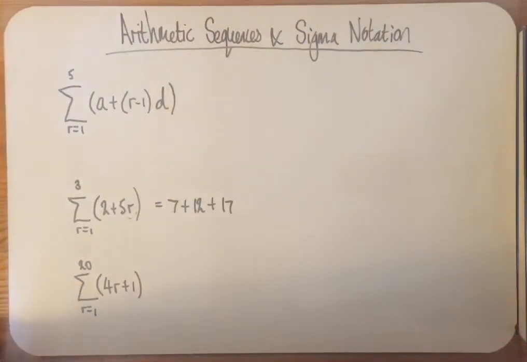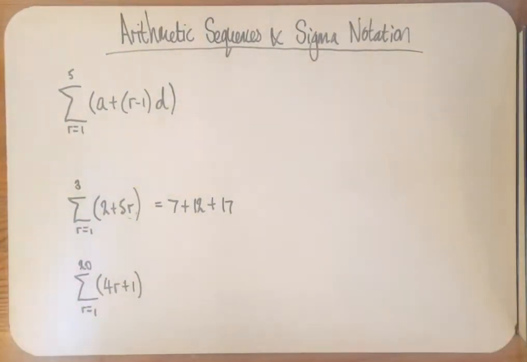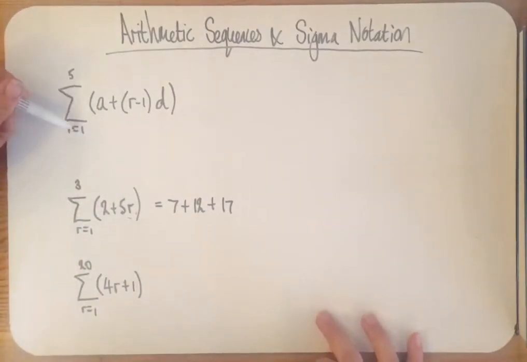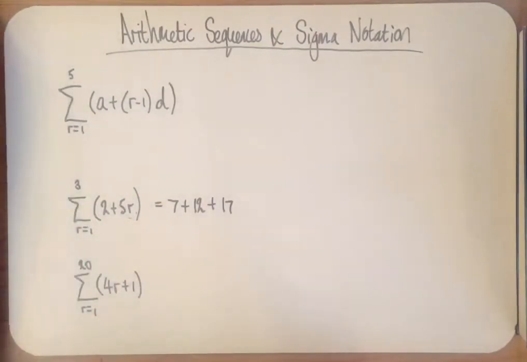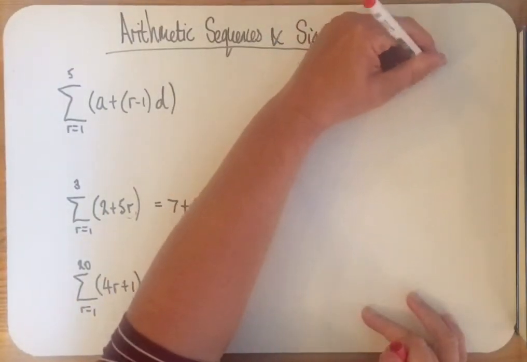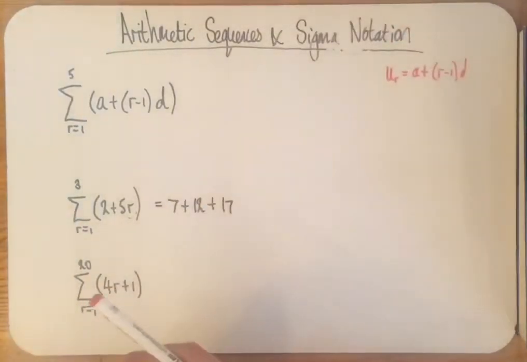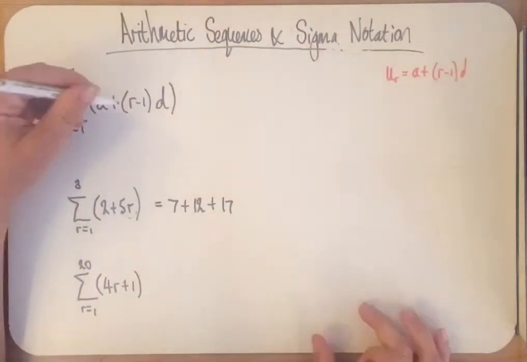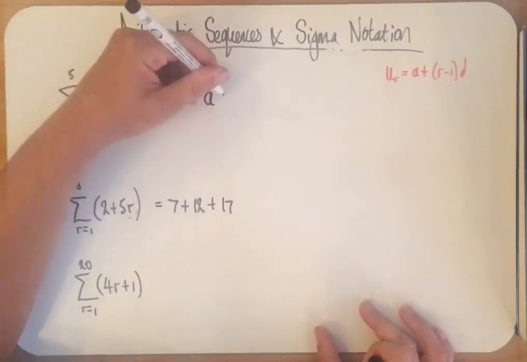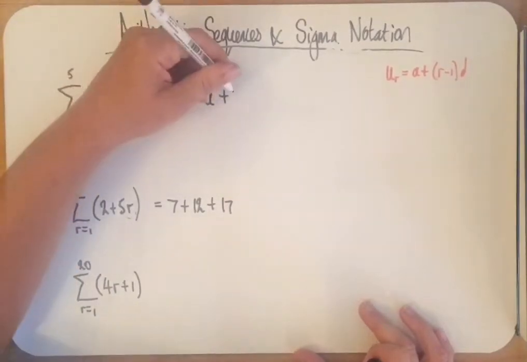Okay, so just linking arithmetic sequences with sigma notation. So you can see what's happening here. I've got the sum from r equals 1 to 5 of a plus (r minus 1)d, which is the formula for the rth term, if you think about it. So u_r is a plus (r minus 1)d. If I start by substituting in r equals 1, 1 minus 1 is 0, and so I just get a. And then when r is equal to 2, I get a plus d.